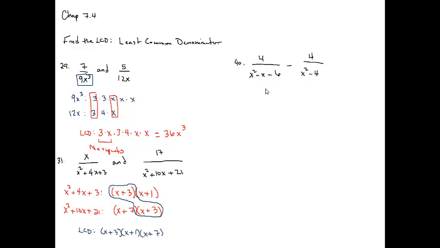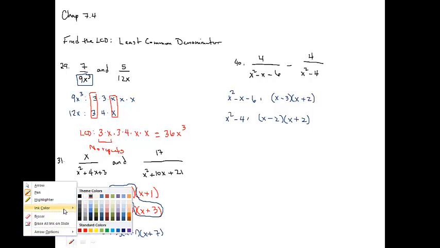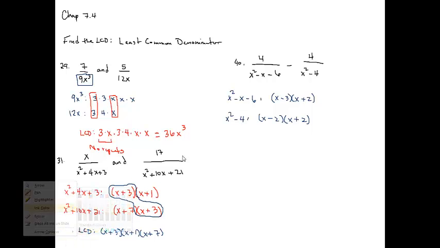Great. Let's try number 40. So let's list the factors for the first denominator. So x squared minus x minus 6. What are the factors? Well, it's x minus 3 times x plus 2. Let's list the factors of the second, x squared minus 4. It's x minus 2 times x plus 2. And again, go ahead and circle the repeats so we don't make the mistake of writing them twice. So we have the x plus 2 already out.